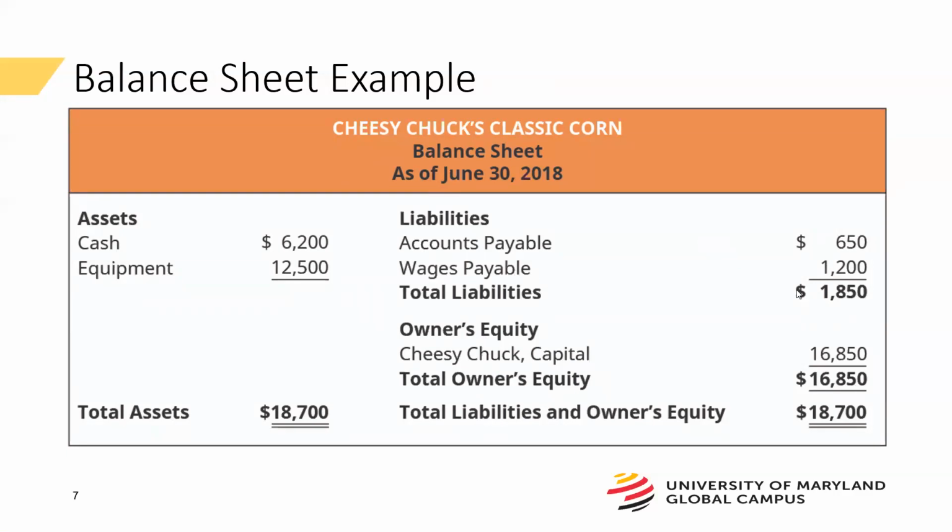If you add up your liabilities plus your equity, you get to $18,700, which balances or equals our total assets. The accounting equation is always in balance. Your assets will always equal your liabilities plus your equity. So in this example, we see that our $18,700 in total assets equals our liabilities plus equity of $18,700. This is the fundamentals of accounting.